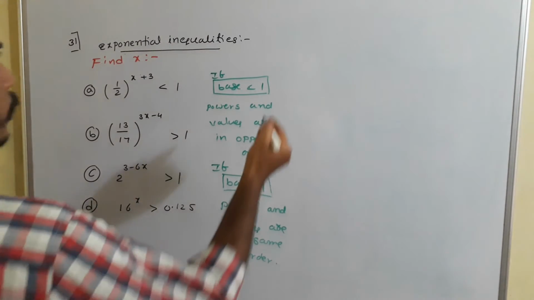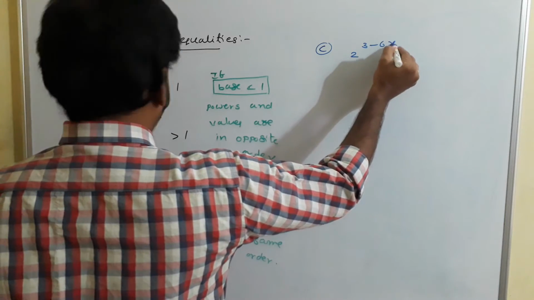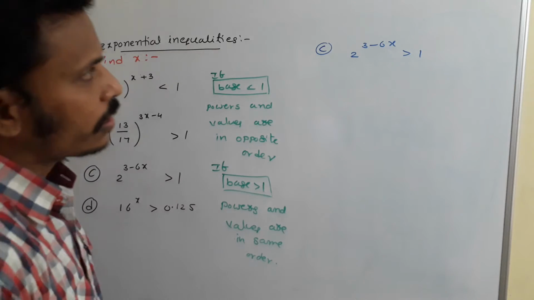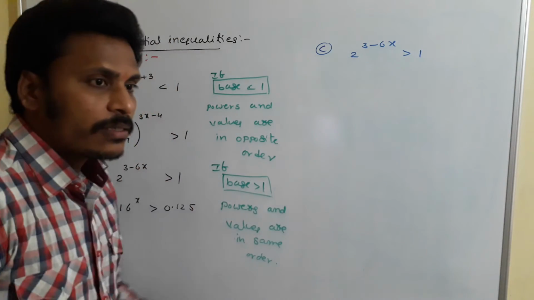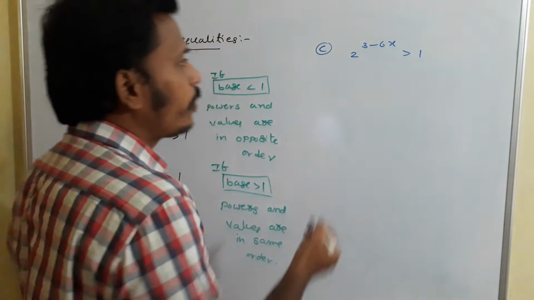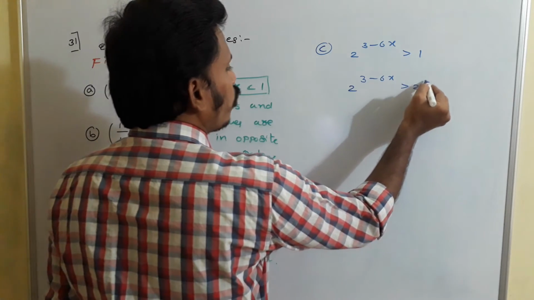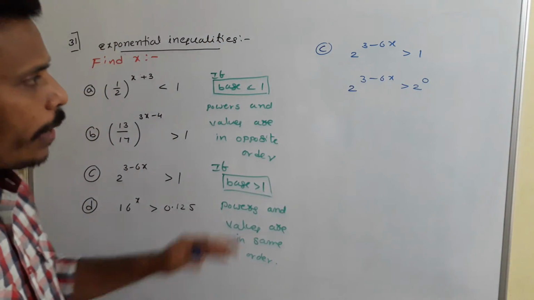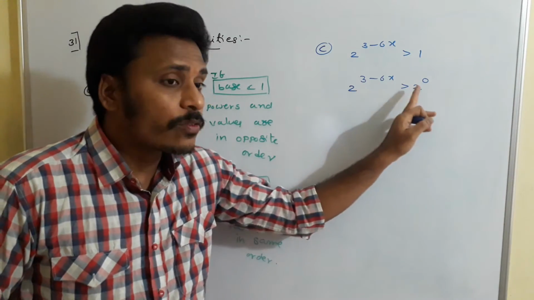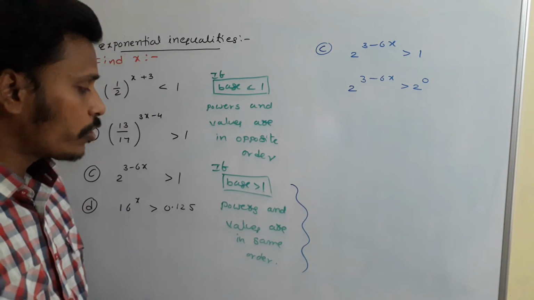Now see. Here it is given like 2^(3−6x) is greater than 1. Since on this side the base is 2, I will try to write 1 also with base 2. So 2^(3−6x) is greater than 2^0. Now bases are equal. I need to think about the powers, but the base value is more than 1, so we have to follow the second rule.